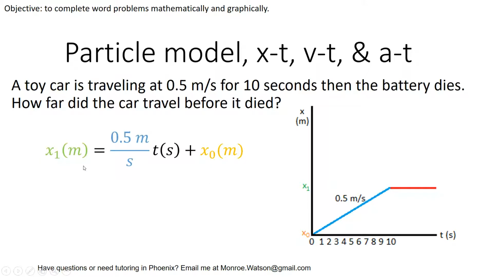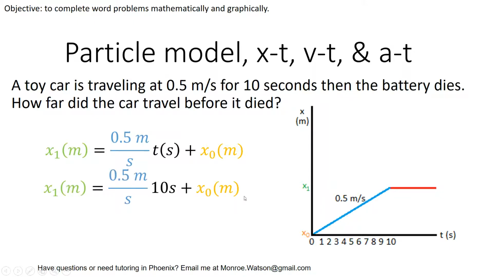So here it is. I've got my y, and that's equal to my m, which is going to be my slope of 0.5 meters per second, times x, in this case time in seconds, plus b, because the graph goes straight through the origin here at x equals 0, then that's going to be my plus b here.